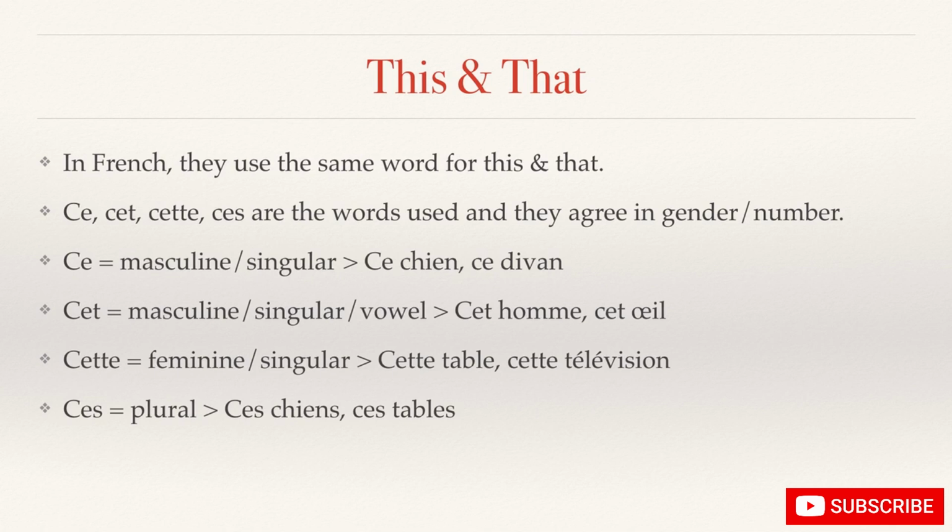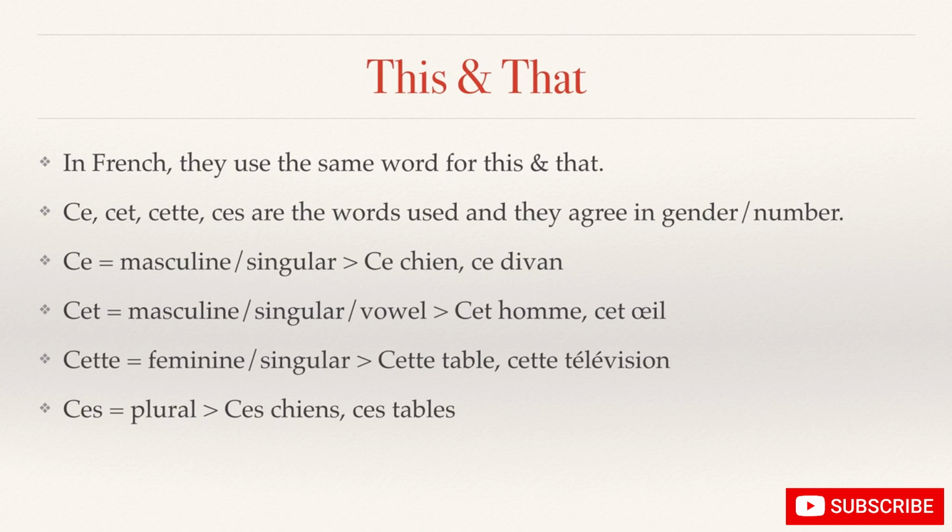Cet, with the one T, is the same thing as ce, so it's used for masculine singular nouns, but it's used for masculine singular nouns that begin with a vowel. So for example, cet homme, cet oeil. Also remember that H is most of the time a vowel in French.